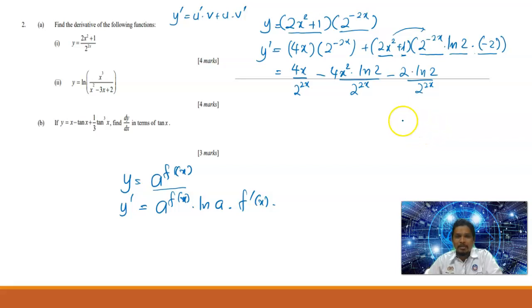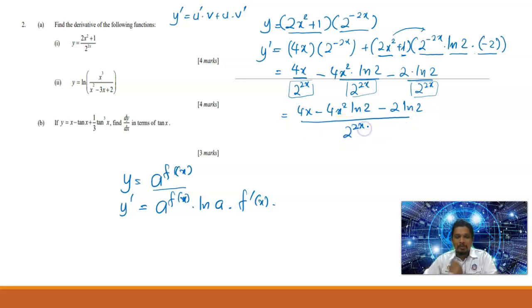Okay, so simplifying all this, it's going to give you, okay, look at the denominator, all of this with 2 power of 2x, am I right? Okay, all with 2 power of 2x. So then 4x minus 4x squared natural log of 2 minus 2 natural log of 2. And everything divided by 2 to the power of 2x.